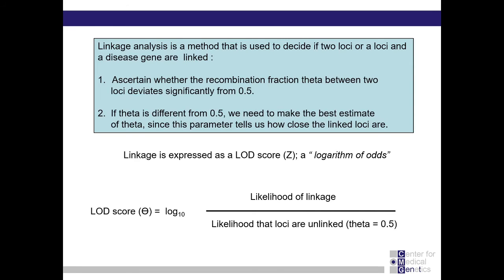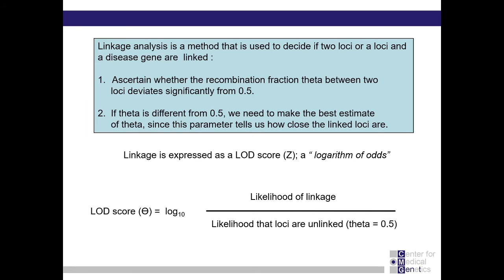Linkage analysis is a method that is used to decide if two loci are linked. We ascertain whether the recombination fraction theta between two loci deviates significantly from 0.5. If it is different from 0.5, we need to make the best estimate of theta, since the parameter tells us how close the two linked loci are.